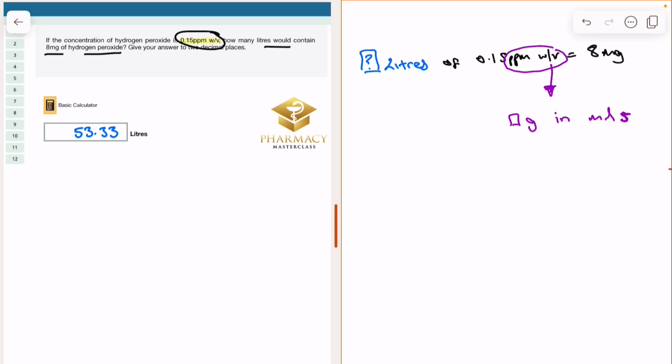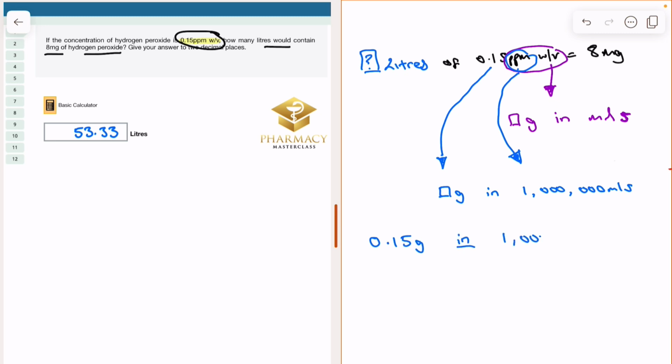Let's focus on the next part of the question, ppm, parts per million. Now, parts per million is as the name denotes. It means that you've got so many grams in 1 million mils. So you've got 1 and 6 zeros. We can take the value from the question, 0.15, and we can put that in. So we can say we've got 0.15 grams in 1 million mils.